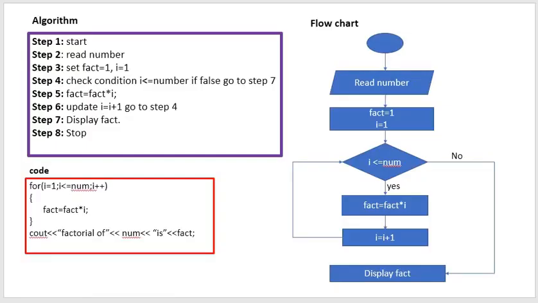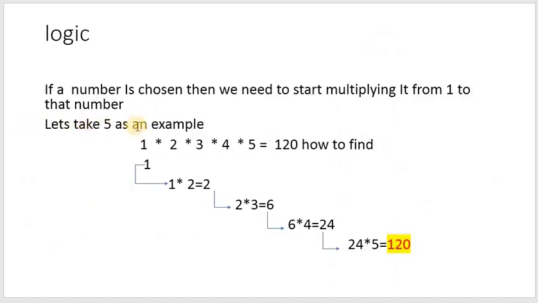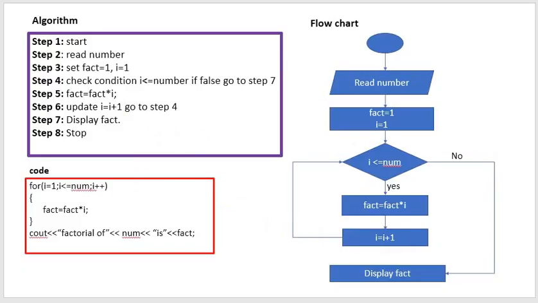And we go with the algorithm now. In the algorithm, first you start and read a number, and in step 3 you set fact is equal to 1. Here fact is your result. Fact is equal to 1 and i is equal to 1. Why did you take 1 here? Because whenever you are taking the factorial of 5, you are starting from 1 to 5. So that's the reason why you took i is equal to 1.